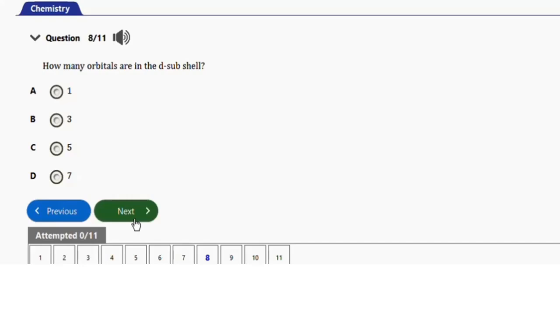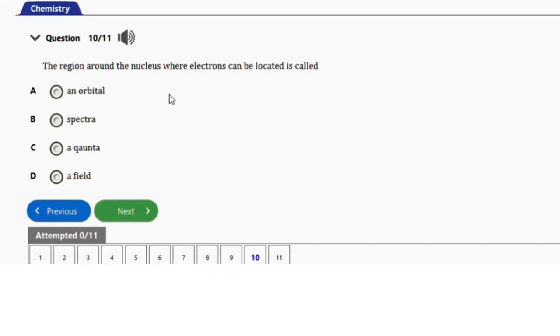Okay, the next question will be this one. It says how many orbitals are in the d sub shell? I think I've talked about this already. The right answer would be option C, 5. So there are 5 orbitals in the d sub shell. Next question will be this one. It says the region around the nucleus where electrons can be located is called orbital. Option A is the right answer to this question.